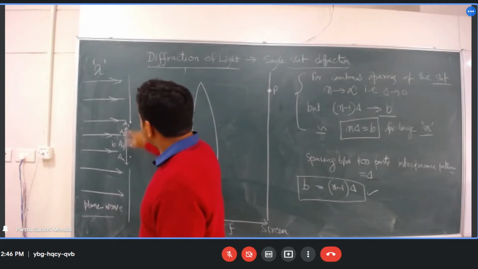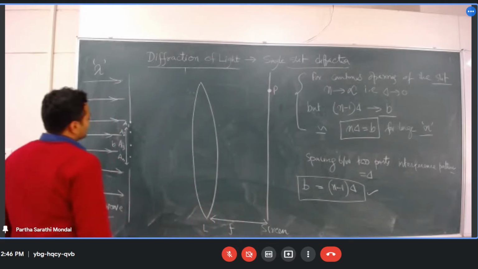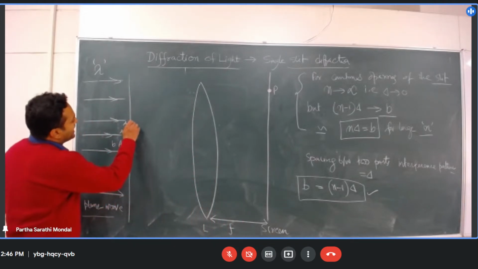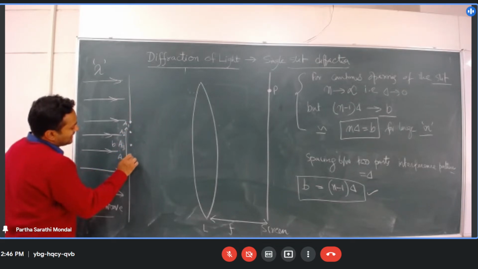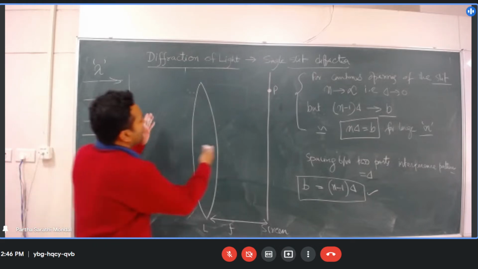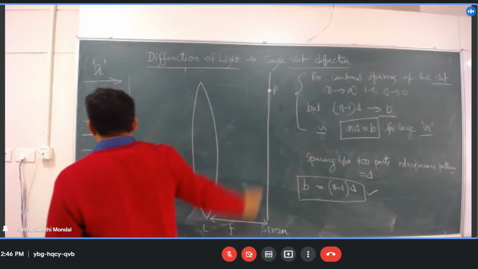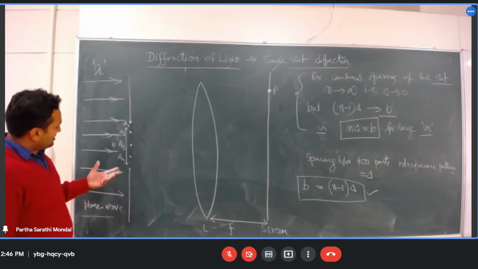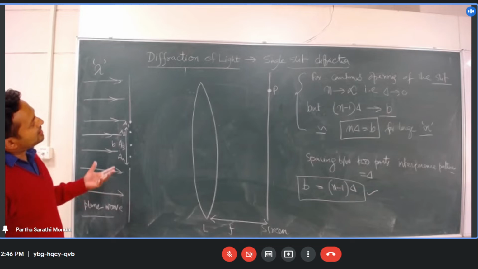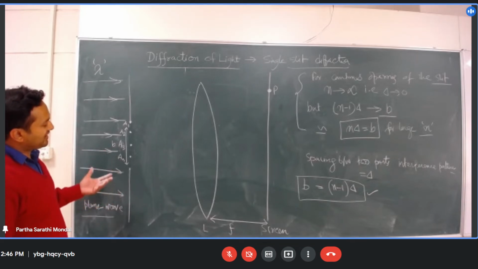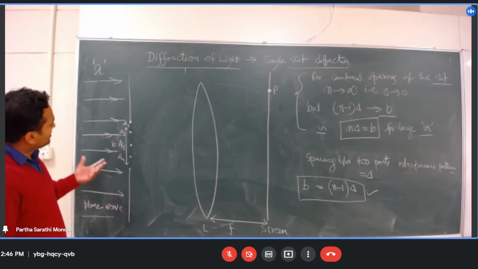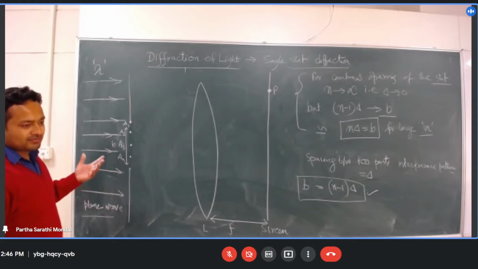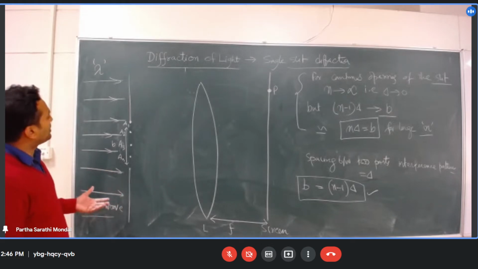Okay, so now what Huygens' principle says is that each point will act as a point source, and they will emit light from here like this waveform, and this waveform will interfere and produce an interference pattern on the screen. So that is how this diffraction problem actually becomes an interference problem, where you have a large number of light sources, infinite number of light sources.